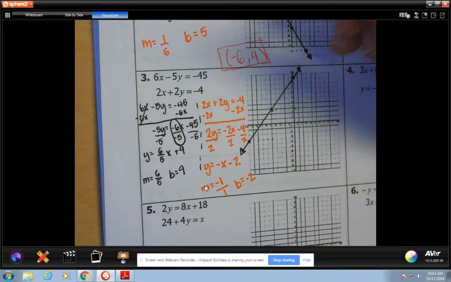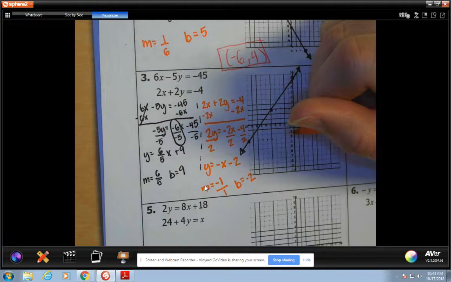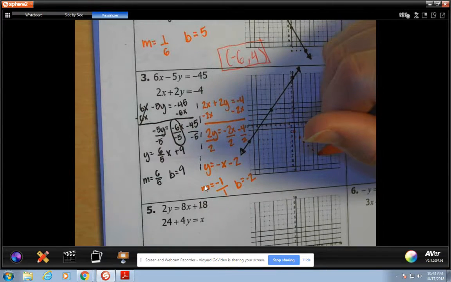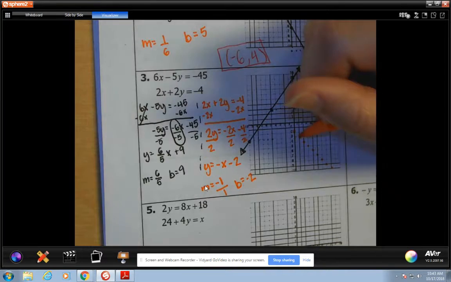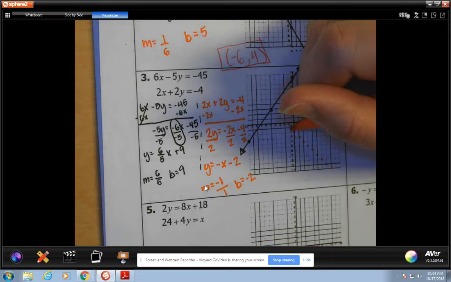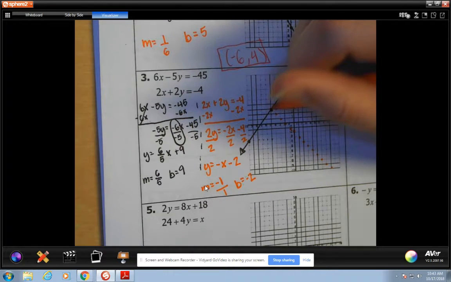All right, so we'll start with our b, our y-intercept at negative 2, and then we're going to use negative 1 to the right 1. So down 1, right 1. You're going to keep doing that until you can't do that anymore. And then you're going to go back to your intercept and you're going to do the opposite. So you'll go up 1, left 1, up 1, left 1. You're going to keep doing that until you can't do it anymore.